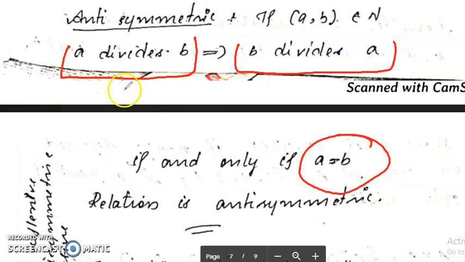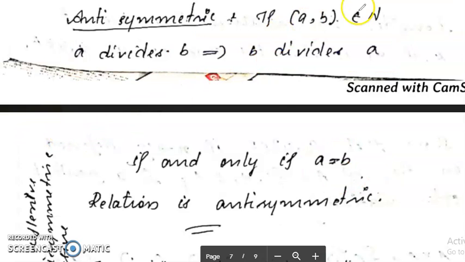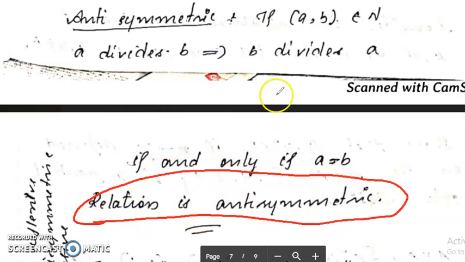All the other cases it is false, okay? For example, just now I told 2 divides 4 but 4 does not divide 2. So we have to prove A is equal to B, right? So the only possibility: A divides B, B divides A means A should be equal to B. Like this, okay? 2 divides 2. A divides B, B divides A means A is equal to B is the only possibility. Therefore, it is anti-symmetric. This is the definition for anti-symmetry, right?